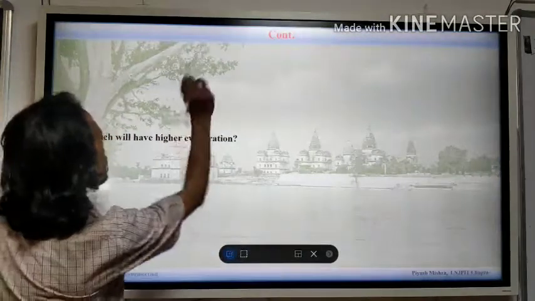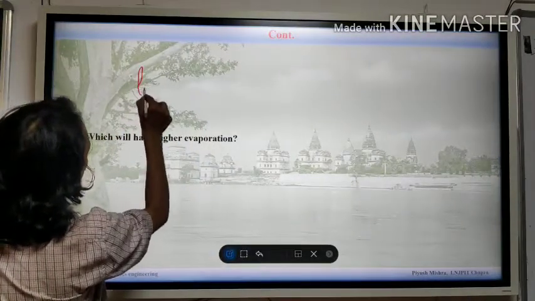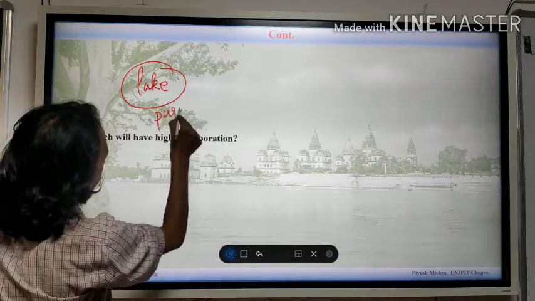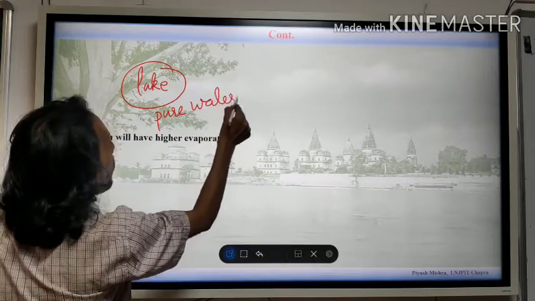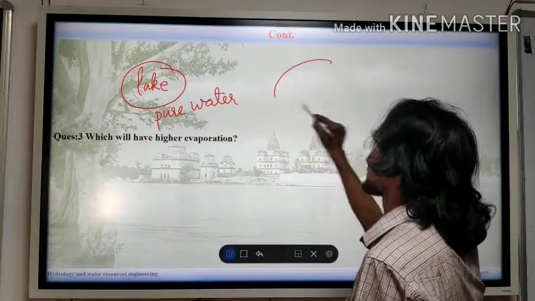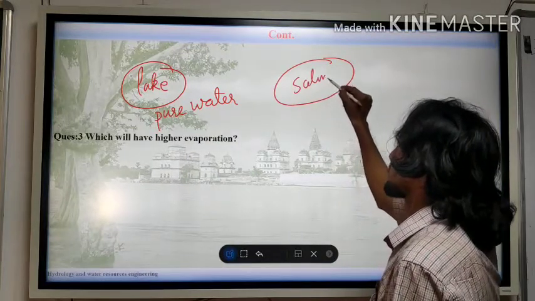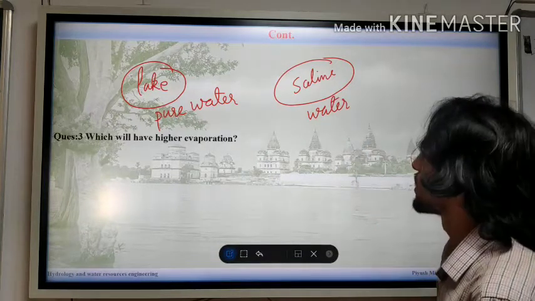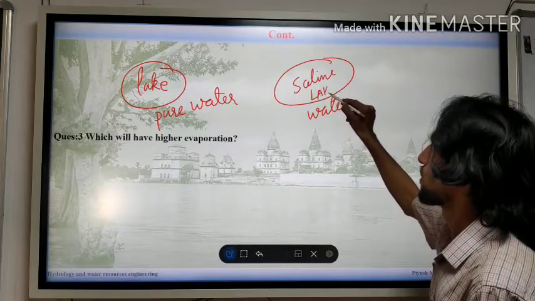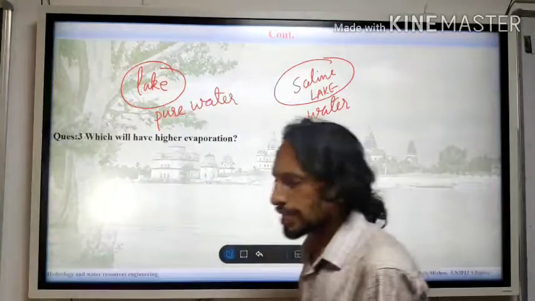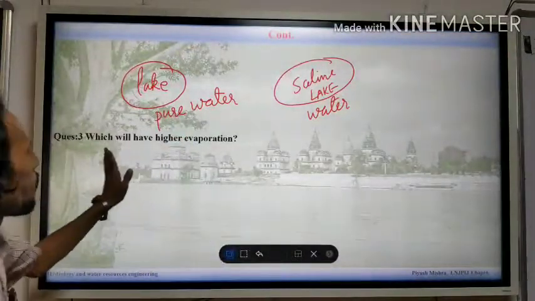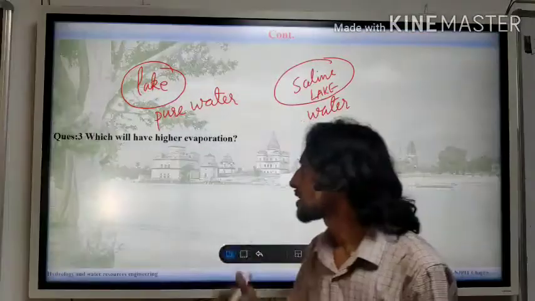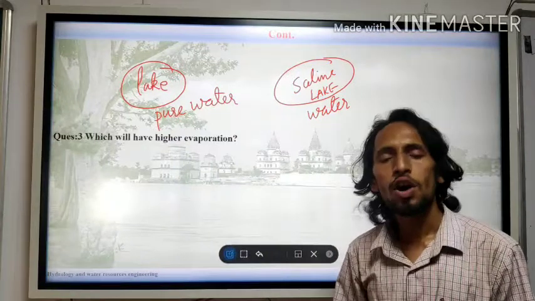If somebody asks that there is a lake of pure water, whereas there is a lake of saline water, this is also a lake. If somebody asks which of these two reservoirs or lakes will have higher evaporation, how will you answer that?